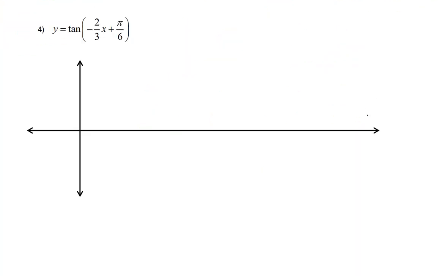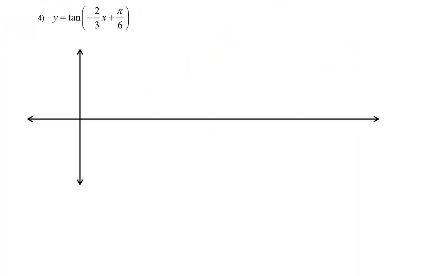Okay, let's move on to another example. In this 4th and final example for this video, I know it's a lot of detail here, we're given the following: y equals the tangent of, and then in parentheses, -2/3 x plus pi over 6.